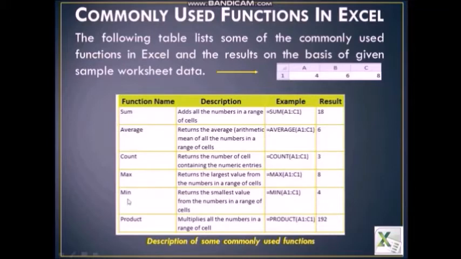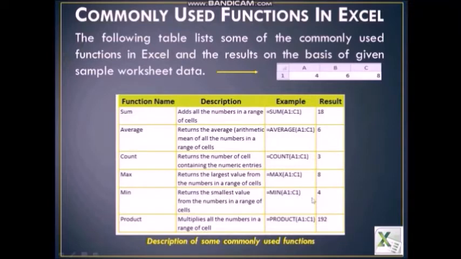Next is MIN. Returns the smallest value from the numbers in a range of cells. Example: =MIN(A1:C1). Here 4 is the result because in this sample worksheet data, the smallest value is 4.